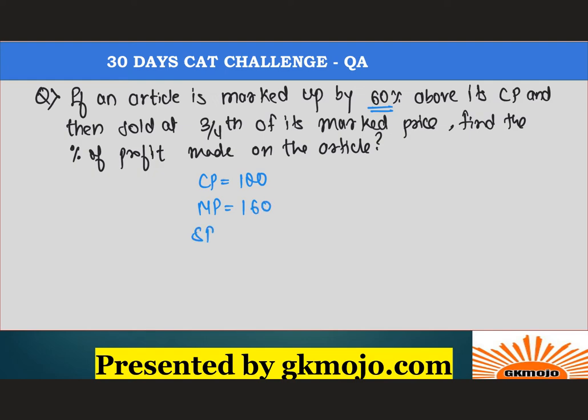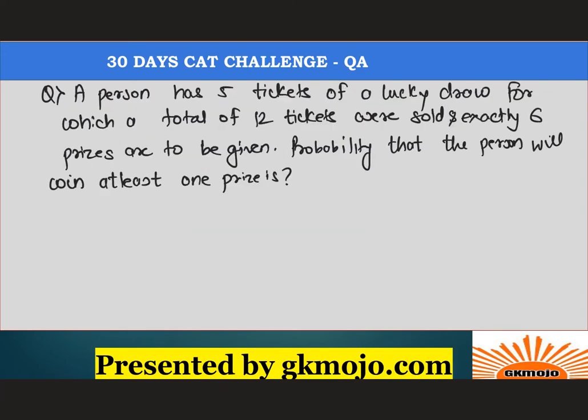And what would have been your selling price? It's 3/4 of the marked price. So 3/4 of your 160, which comes out to be 120, correct? Now what have they asked? They have asked how much profit percentage has been made. Very easy question, guys. Profit percentage is equal to your selling price minus your cost price, which is 20, upon your cost price, which is 20%. That is your correct answer.